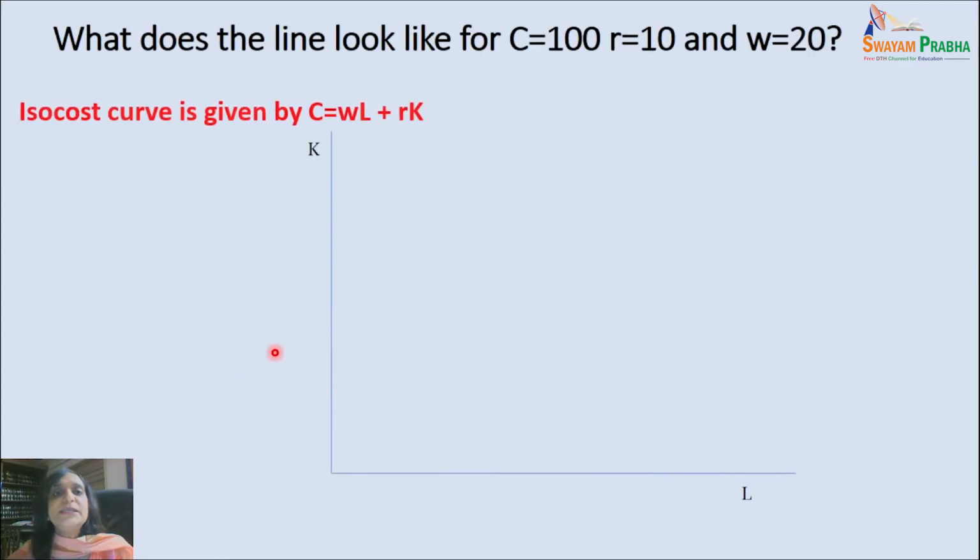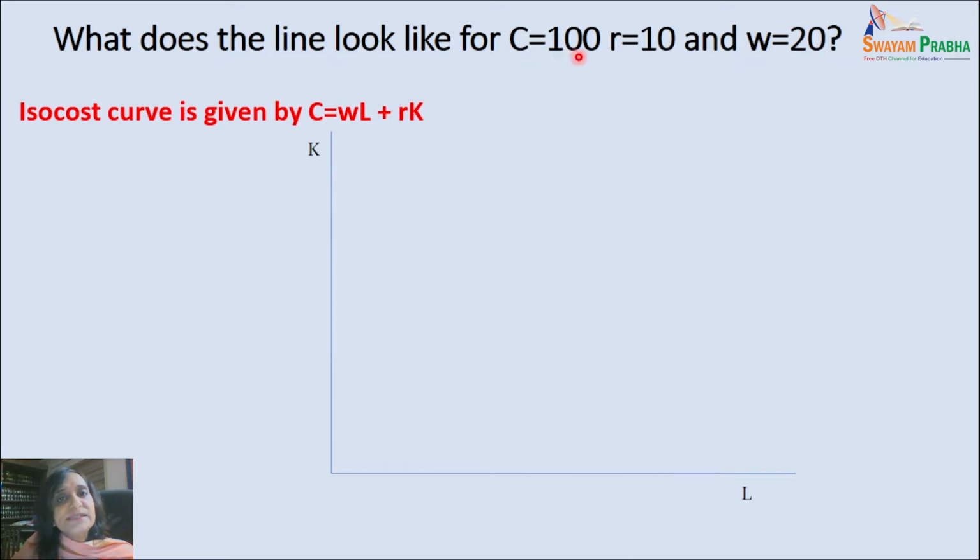Now you can draw this particular analogy with your budget line of the consumer, which we did in unit 2. So the isocost line of a producer is similar to the budget line of a consumer. Okay, now let us see how an isocost line looks like if the given cost to the firm is 100. The cost of capital R is given as 10 and the price of labor is given as 20. So these are the three things which are given to you.